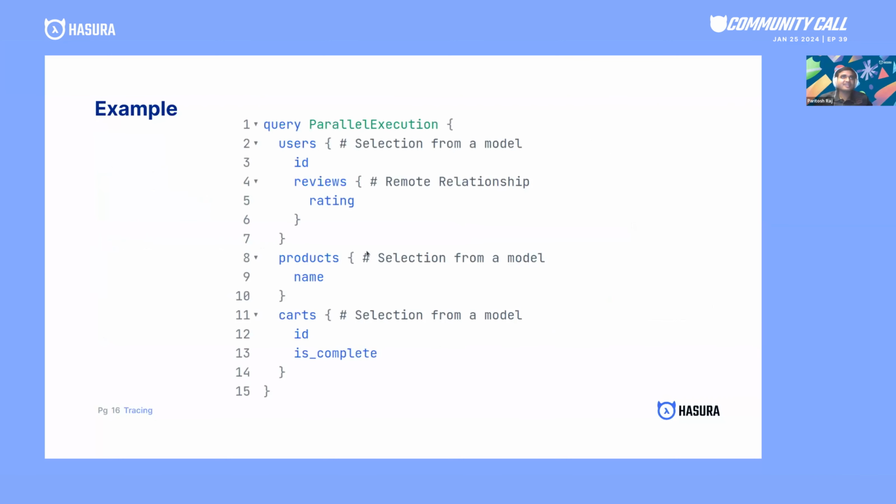Yeah. Thanks, Julian. So we will start with a simple example where we have a selection from a model called users, and we have a remote relationship with another model called reviews with the user, and then we have two more selections from other models called products and cards. And all the users, products, and cards belong to different data connectors.